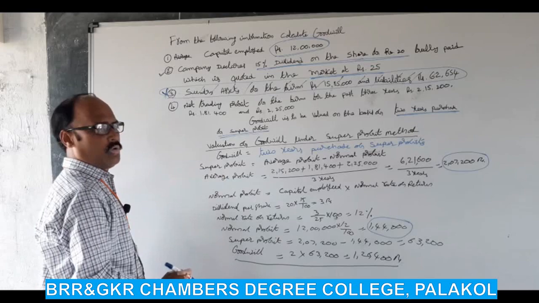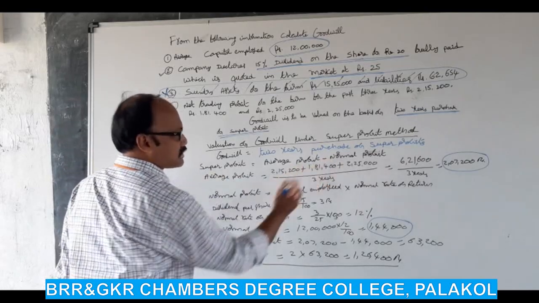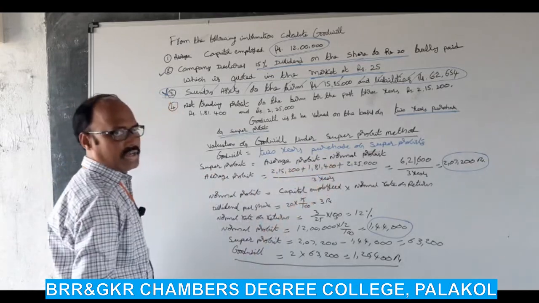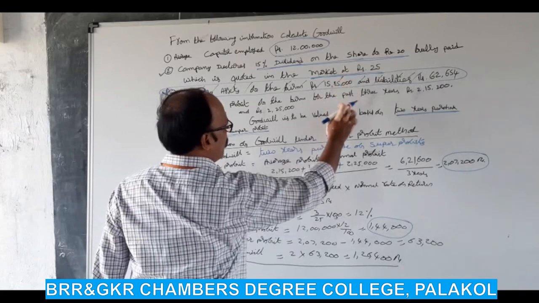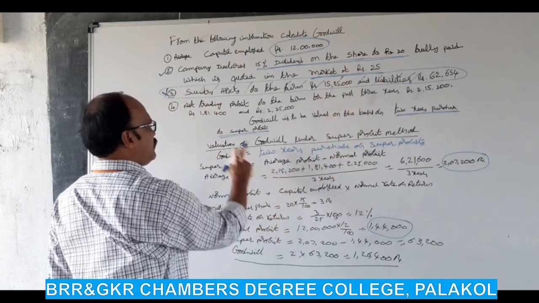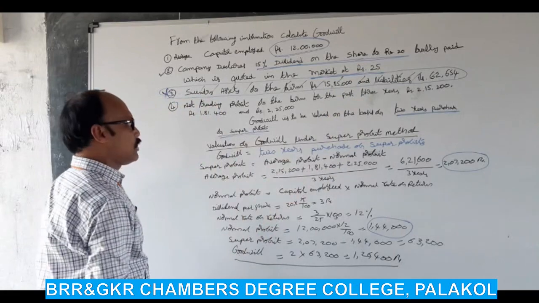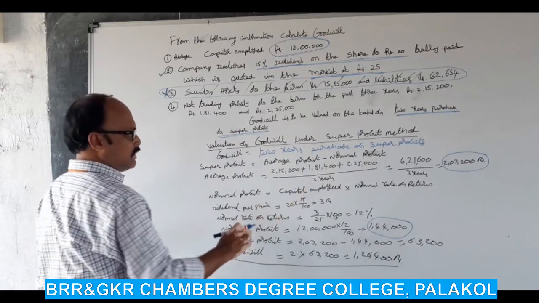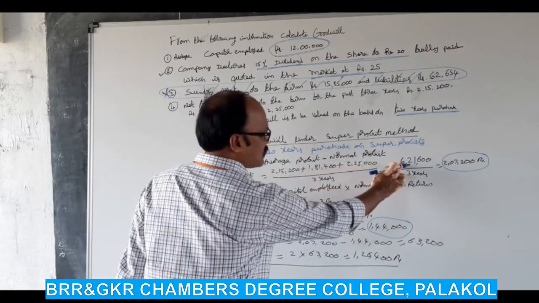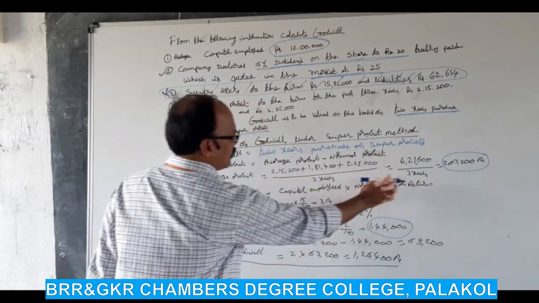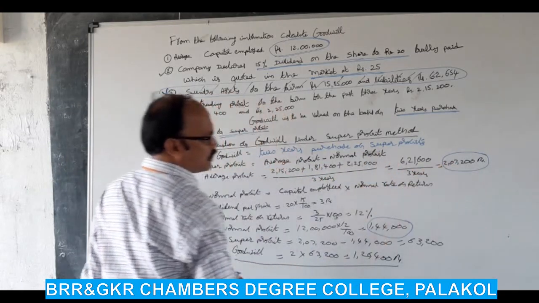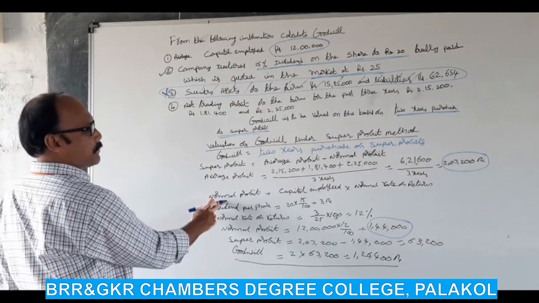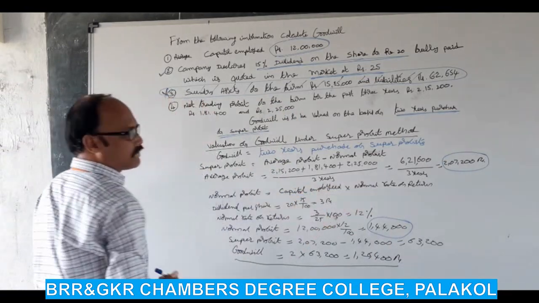Super profit is equal to, what is the principle? Average profit minus normal profit. Average profit is equal to total of 3 years profits by number of years. First year profit 2,15,200. Second year profits 1,81,400. Third year profits 2,25,000. Number of years 3 years. Then the total of 3 years profits is equal to 6,21,600 by 3 years. That's why average profit is equal to 2,07,200. Normal profit is capital employed into normal rate of return.